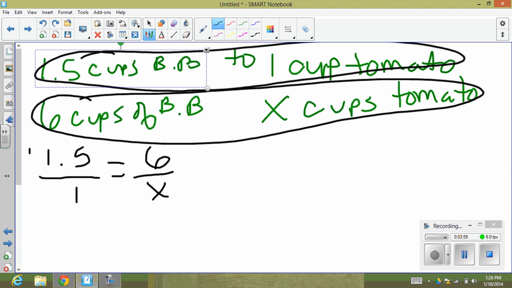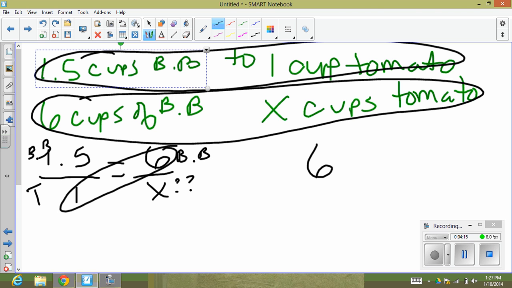Remember, the top number represents black beans, the bottom number represents tomato. So if I have 6 cups of black beans, how many tomatoes will I need? And the best way to solve is using the cross product. 6 times 1 is 6. 1.5 times x, well, 1.5 times something is 1.5 times something. This takes us back to skills we learned in chapter 2.